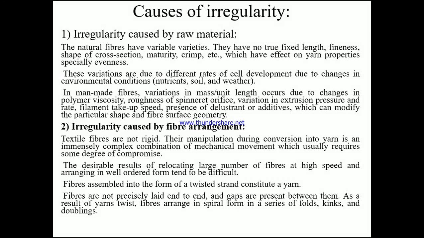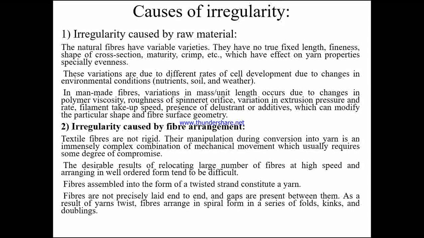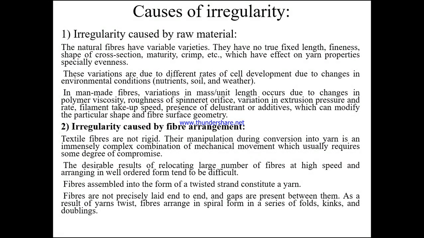differently in different machine conditions. There are many factors that will affect. All textile fibers will not behave in the same way or similar way. They may behave in different ways depending upon their flexibility and accessibility of the machine surface. So that will cause some variation during that manipulation of the fiber for formation of the yarn. So the desirable result of relocating a large number of fibers at a high speed and arranging them in well ordered form tends to be difficult.